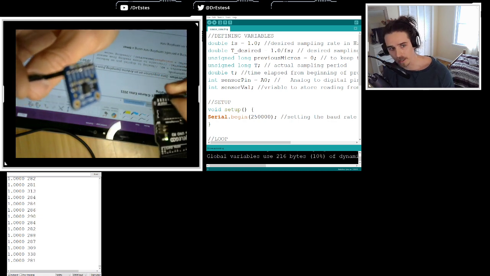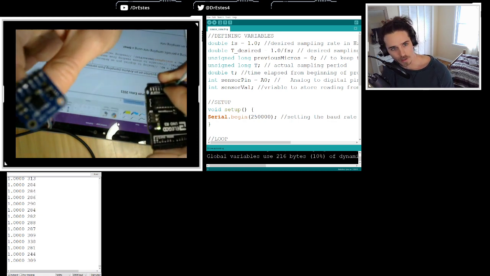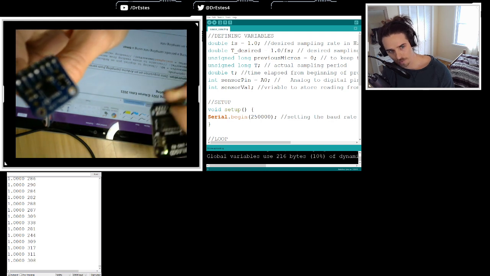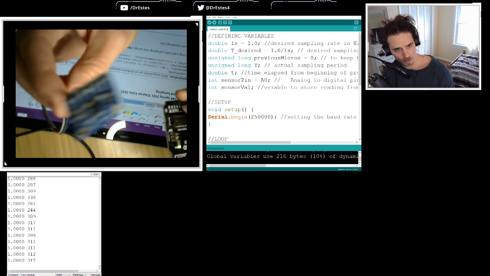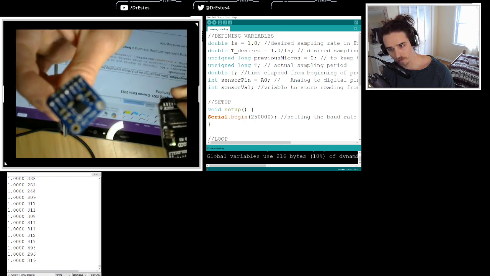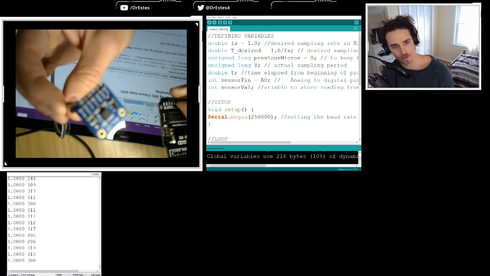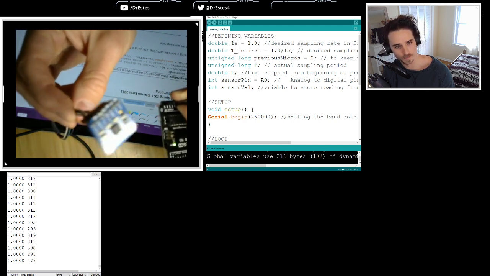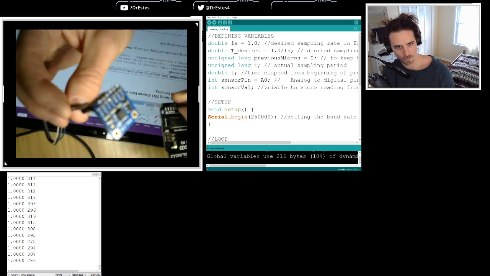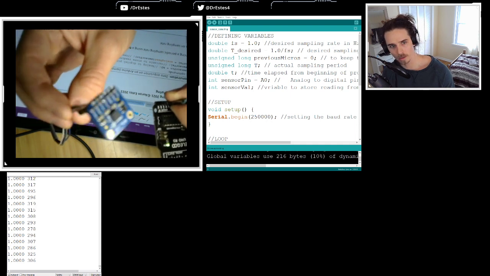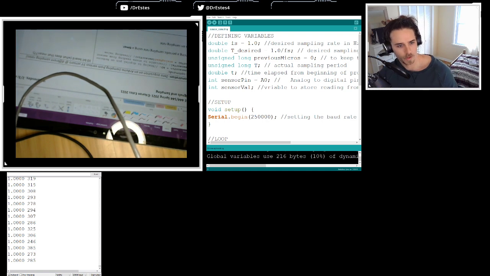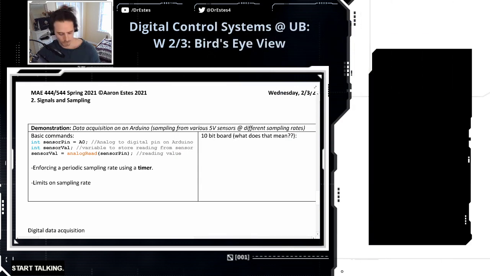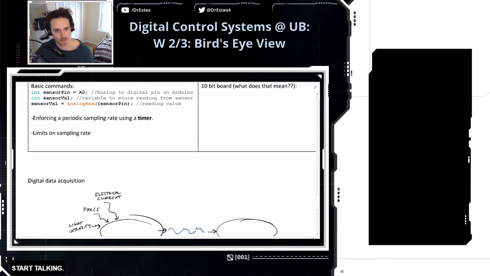This is periodic sampling. The right number is the integer value that the analog to digital converter on the Arduino is converting this reading into. And we'll talk a little bit more about that below. Actually, why don't we go back here and fill in this chart? Because I think it'll make a little more sense of this. So we'll come back to this. Let's go down here.